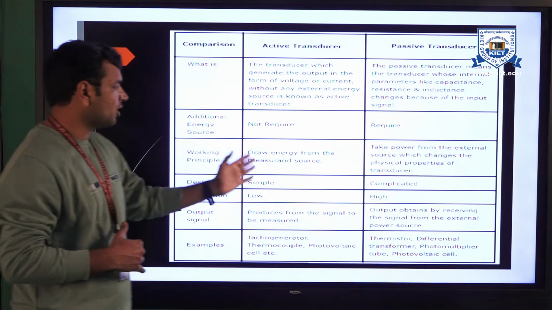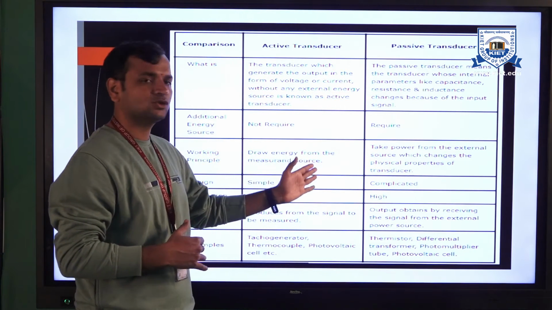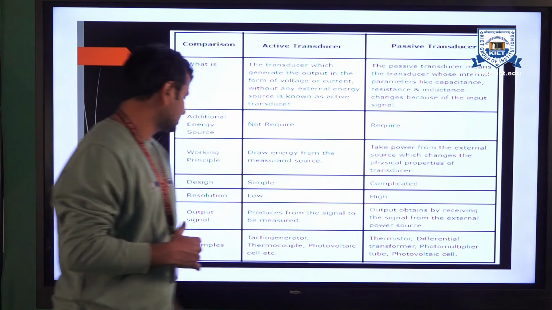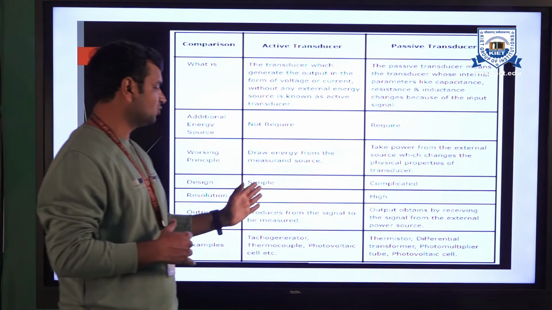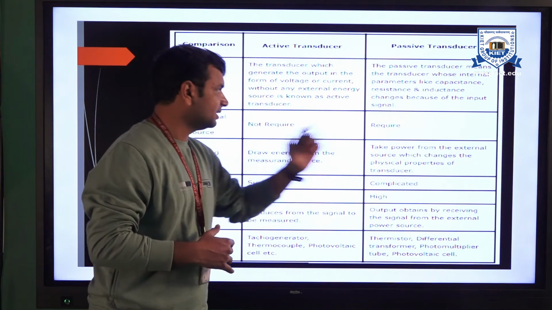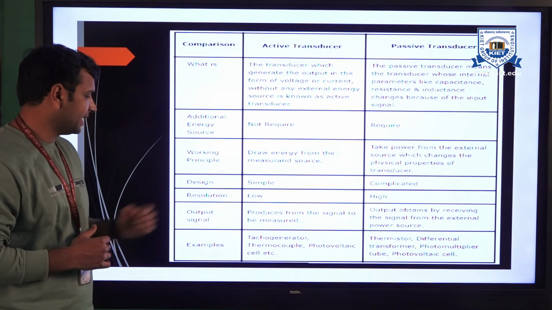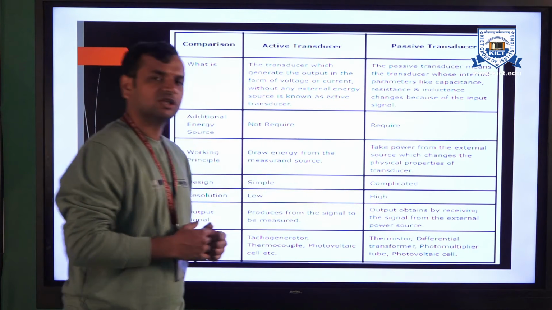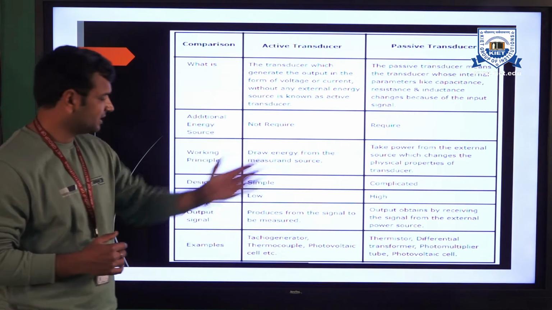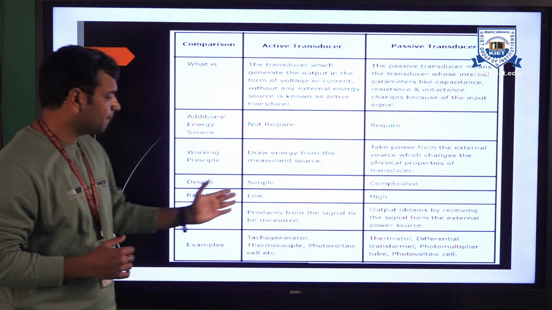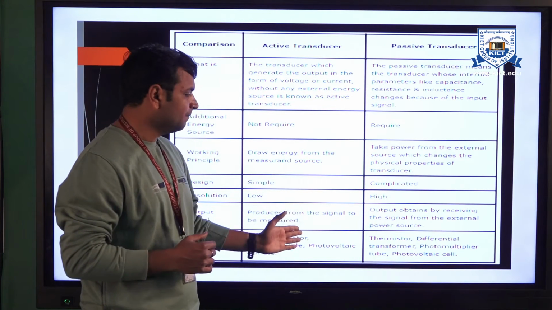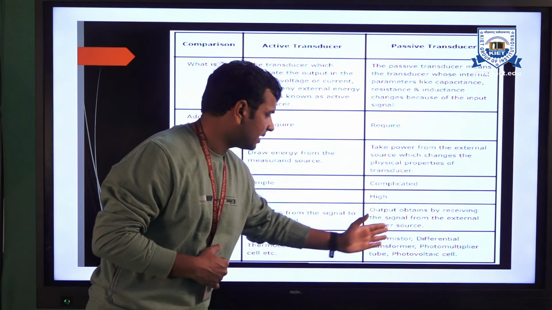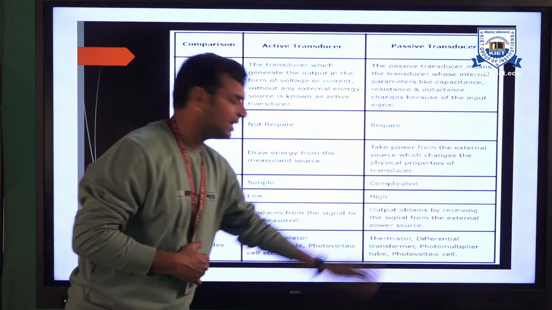Working principle: it draws energy from the measurement source, so that will be the self-generating type, and the other requires external power. The design of an active transducer is simple, and the design of a passive transducer is complicated. Resolution is low in the case of an active transducer, and the resolution is very high in the case of a passive transducer. The output signal is produced from the signal to be measured, and in the case of a passive transducer, the output is obtained by receiving the signal from the external power source.